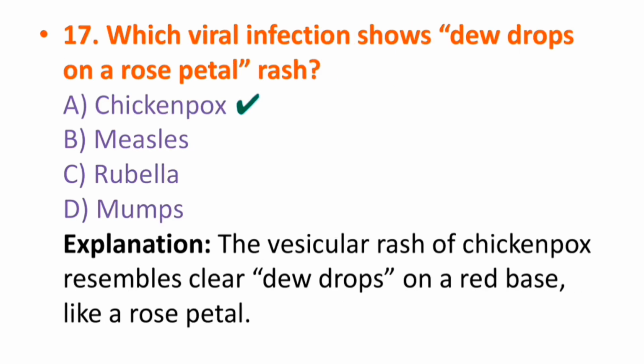Which viral infection shows a dew drops on a rose petal rash? Option A chickenpox, option B measles, option C rubella, option D mumps. The correct answer is option A, chickenpox. The vesicular rash of chickenpox resembles clear dew drops on a red base, like a rose petal.